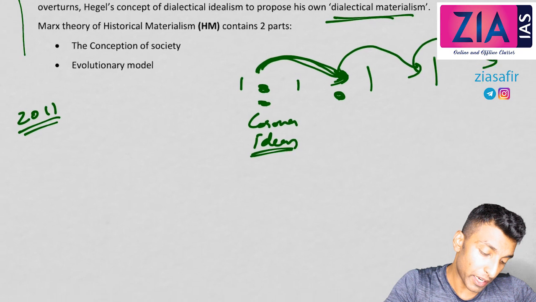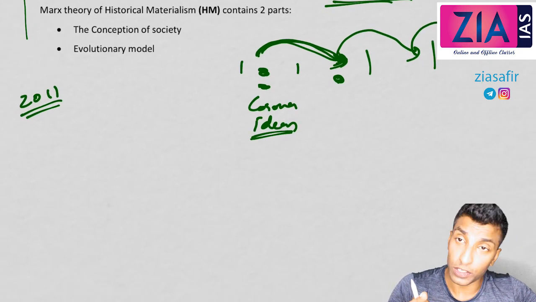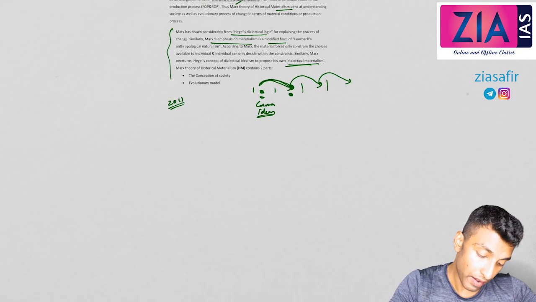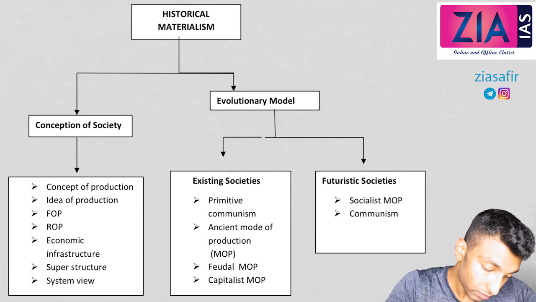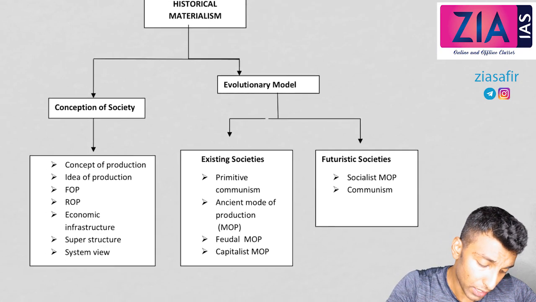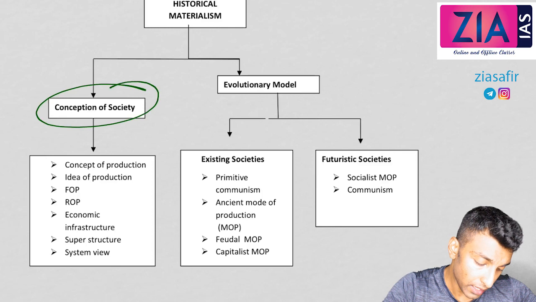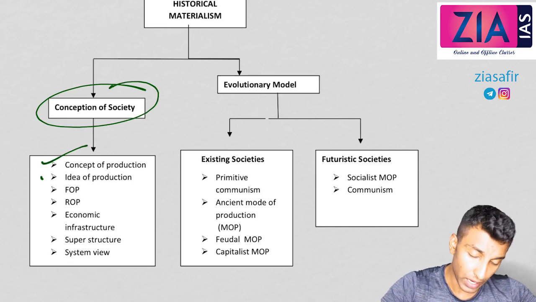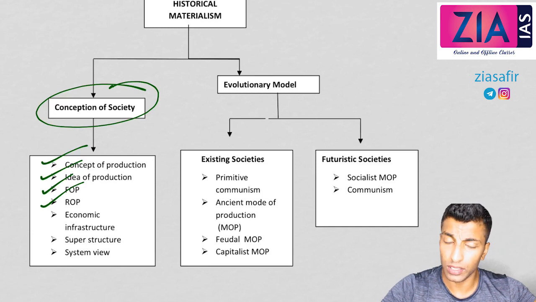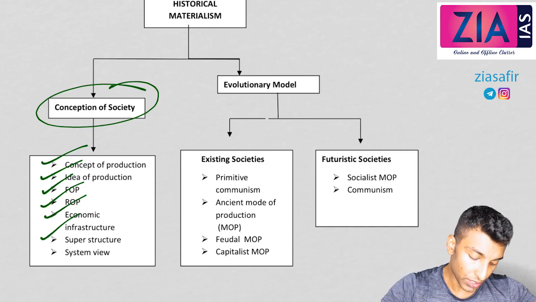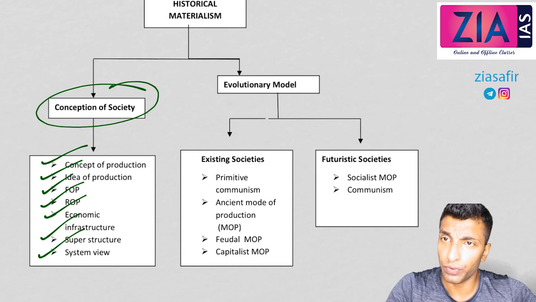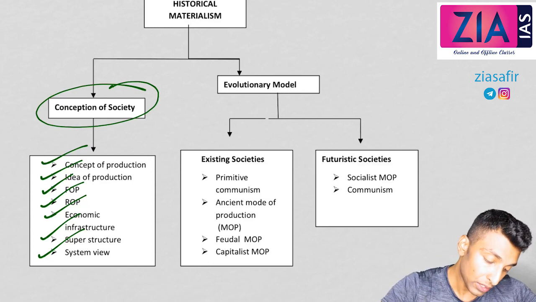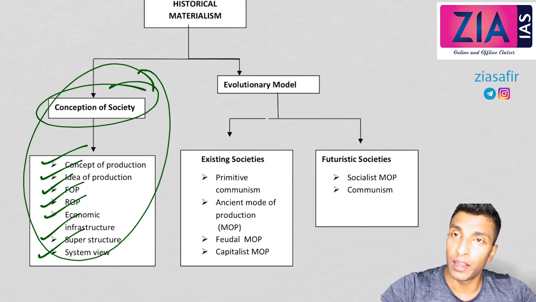Marx's theory of historical materialism contained two parts, the conception about society and the evolutionary model. So this I have just explained, what the two parts are. There is the conception of society: here you will write the concept of production, the idea of production, FOP, forces of production, relations of production, you know this, economic infrastructure, superstructure, system. See, if you are watching this video first, please watch the previous video, then only you can complete it, okay? So this we have discussed in the previous video.